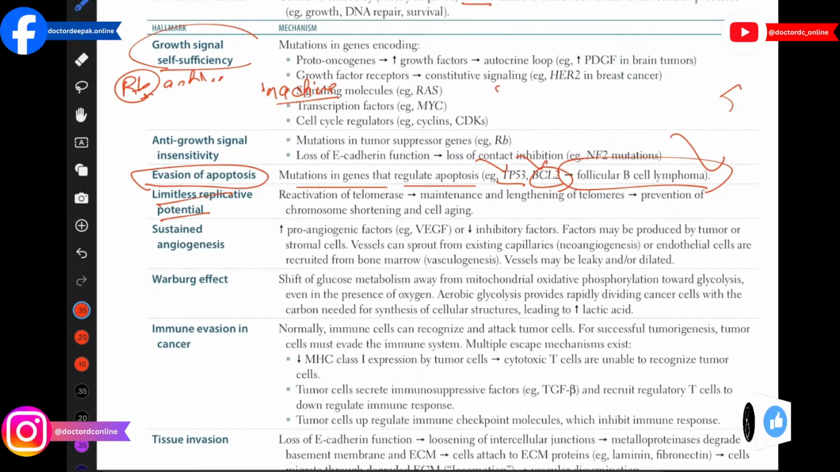Actually, these cells are related to the retention of telomeres.